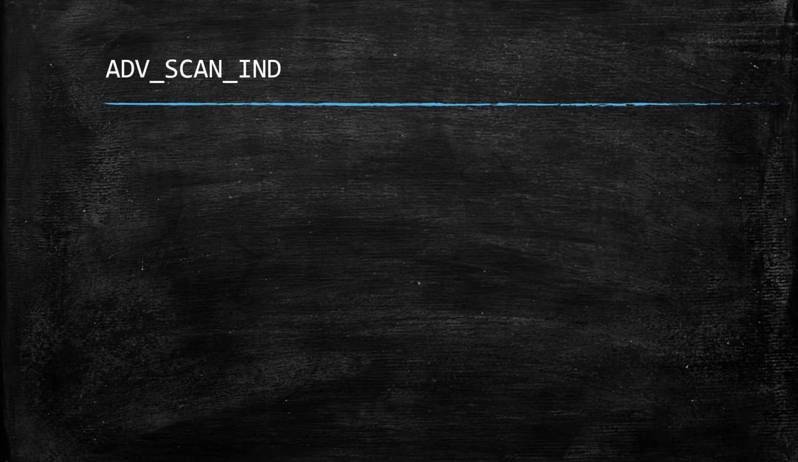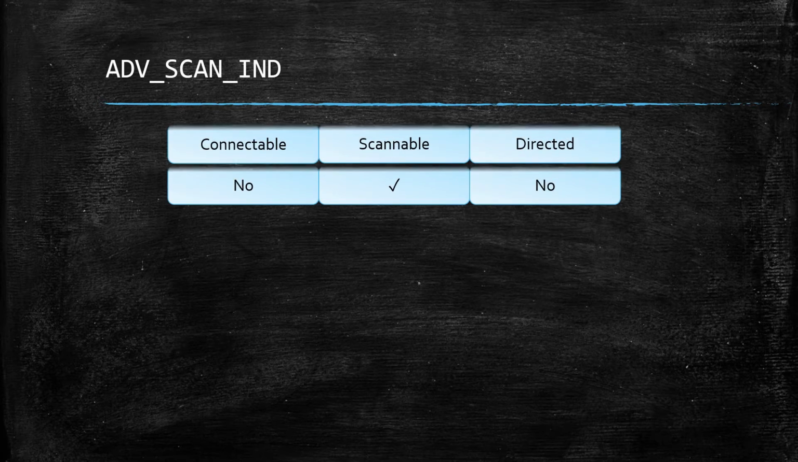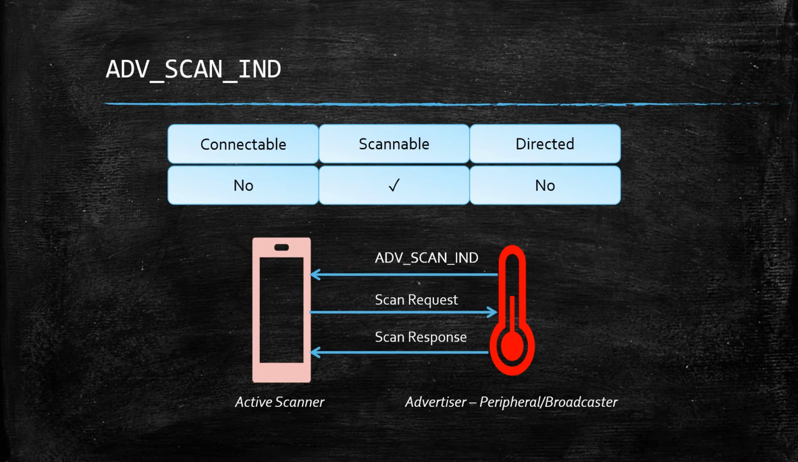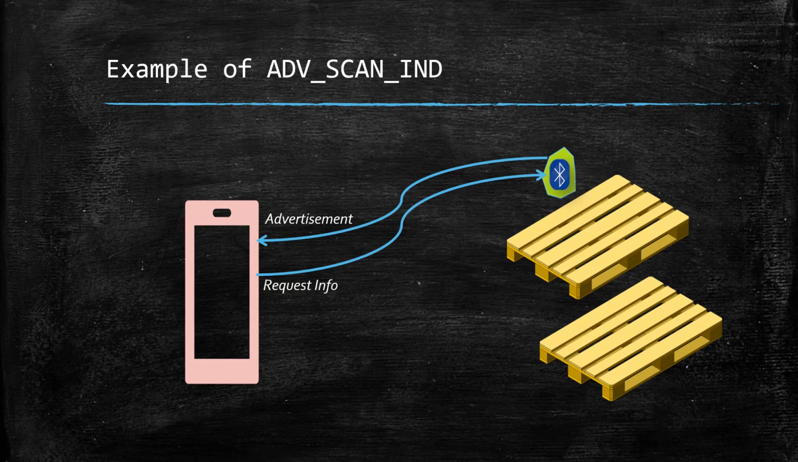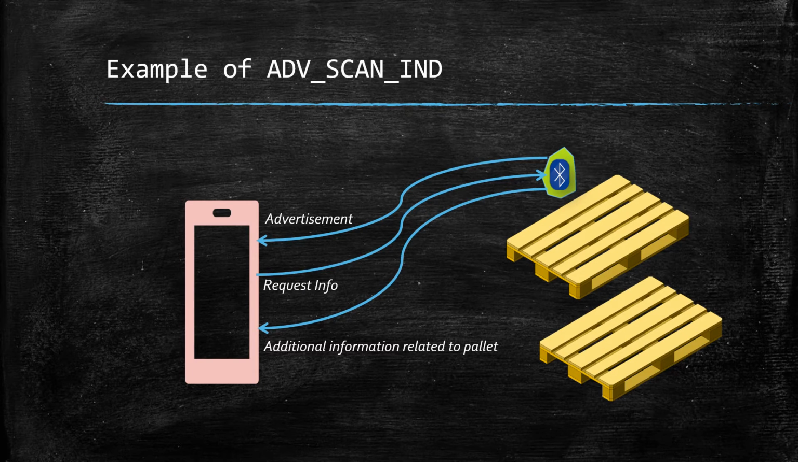The fourth type is advertising scannable indications. This type allows scan requests, but it won't allow connection requests. Again, both the peripheral and broadcaster roles can use this type. Scan responses allow the advertiser to provide additional information upon request by a scanner, as we had already seen under the discussion of an active scanner.